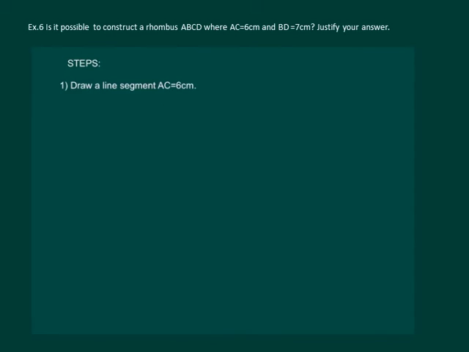So now let us start with our construction. We have to draw a line segment AC equal to 6 cm. So using a ruler, let us draw a line segment 6 cm in length. Next, we have to construct the perpendicular bisector of AC.